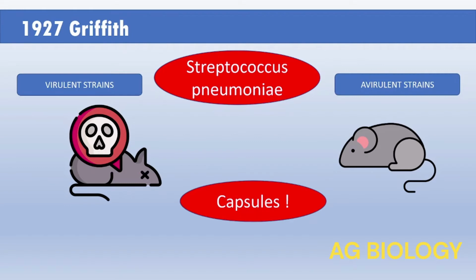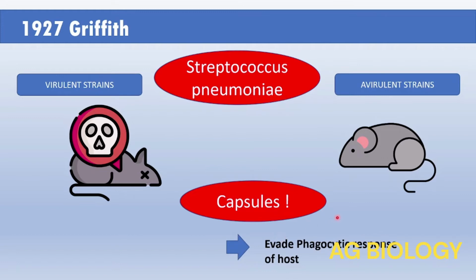Avirulent strains don't have this capsule, or in other words, they are non-encapsulated and are destroyed by phagocytic cells of the host immune system. Virulent strains, on the other hand, possess this capsule and are encapsulated. So they escape the host immune response, thereby causing pneumonia and finally death.